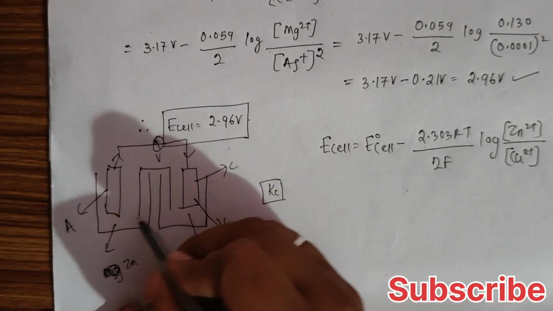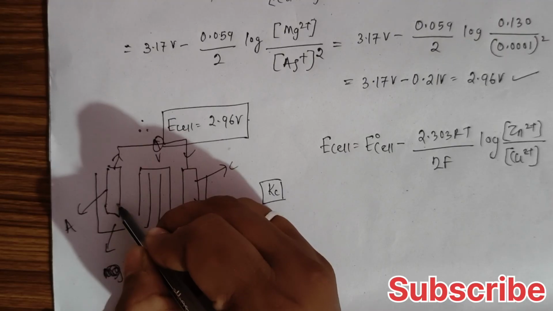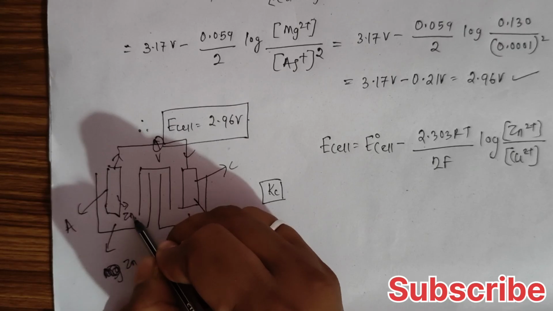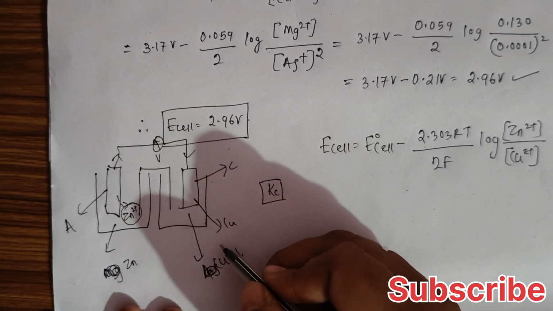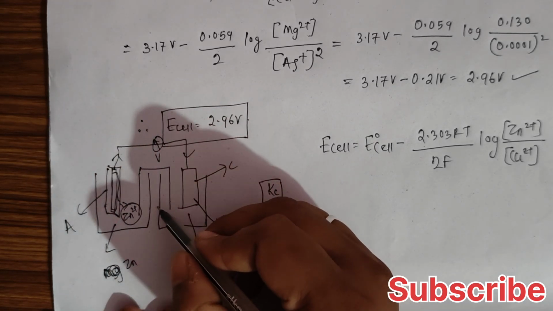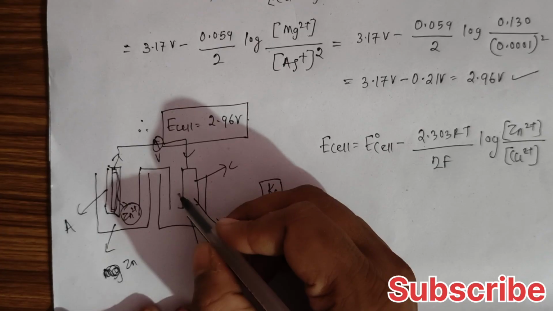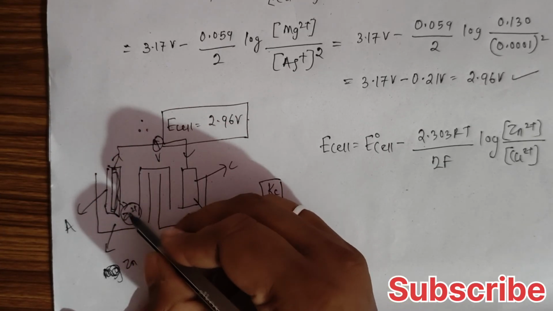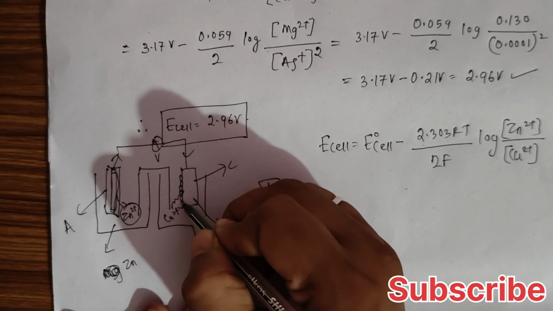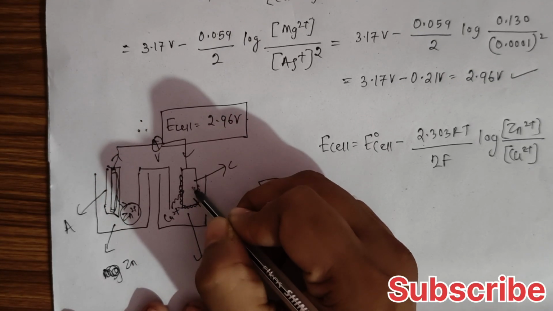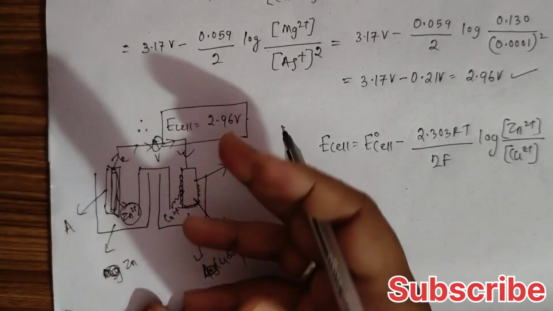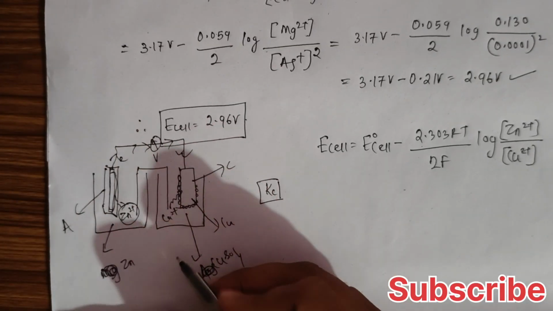So what is the process? As we know from our previous video, at the anode, the zinc electrode will dissociate to give Zn2+ ions. That means this electrode must become thinner after some time, and here copper 2+ ions will be deposited on this electrode. Electrons will flow from anode to cathode, and like this current flow takes place.